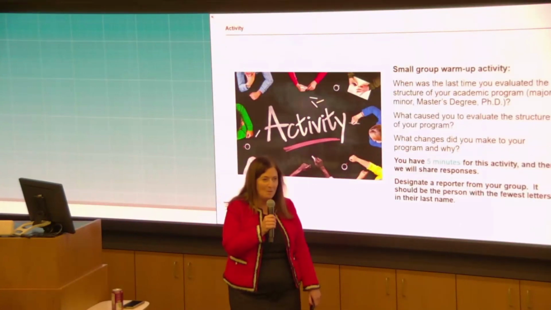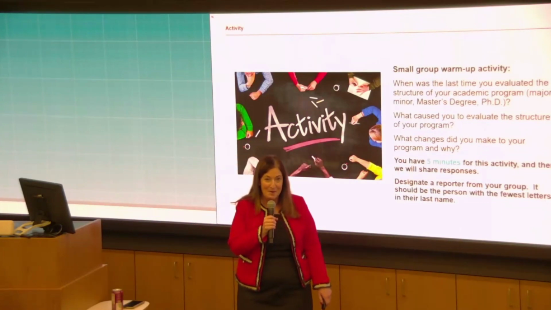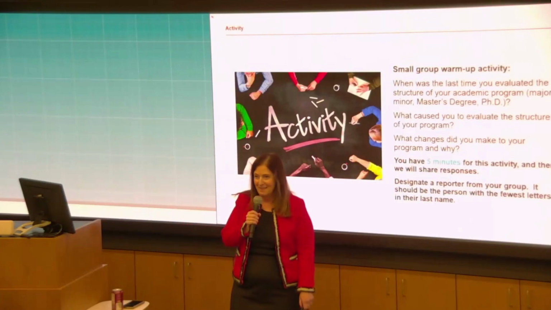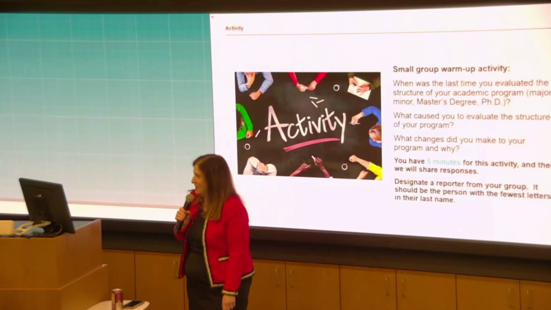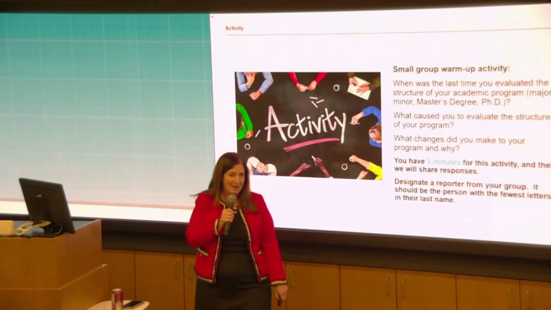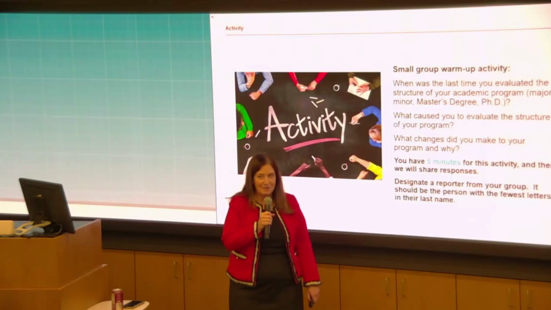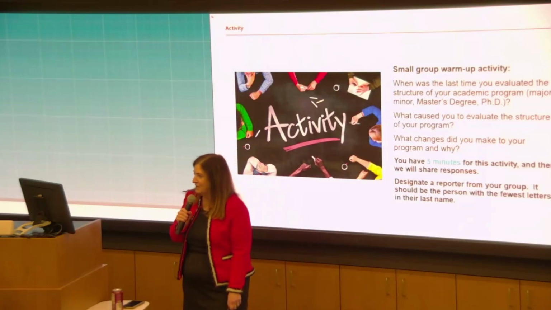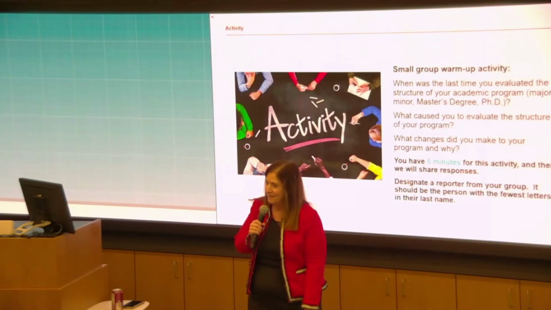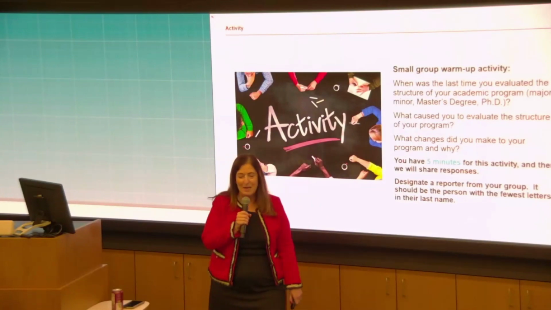Okay, so we're going to have a little warm-up activity. You can make one small group. You may have different perspectives and experience with this, but I want you to talk about when was the last time you evaluated an academic program, and what caused you to evaluate the structure of the program, and what changes did you make and why? I'm going to give you 5 minutes to talk about it. You can project from things you've seen, and then we'll hear your thoughts about this.